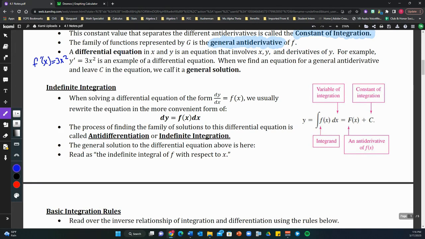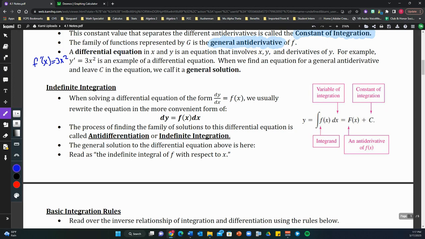So when we solve a differential equation of the form dy dx equals f of x, we usually want to rewrite the equation in a more convenient form, where we separate the dy and dx stuff, and so we get the change in y, or the derivative of y, is equal to f of x times that dx quantity. This is a little bit more beyond just the nuts and bolts. There's some heavy conceptual stuff going on here, but if you think about it, we want all the y stuff on one side, all the x stuff on another, so that if I wanted to go backwards, we have all our variables separated where they need to be.